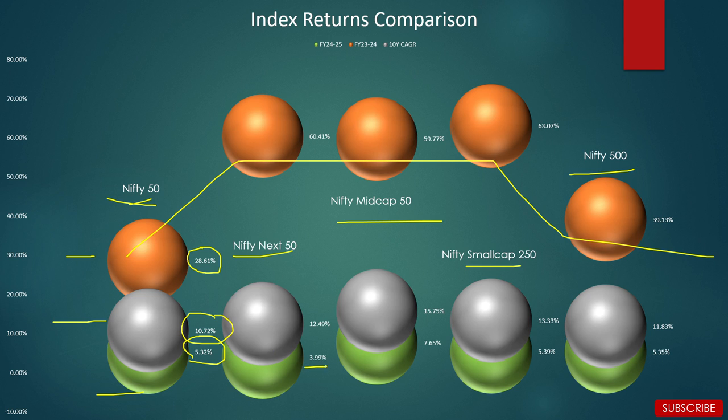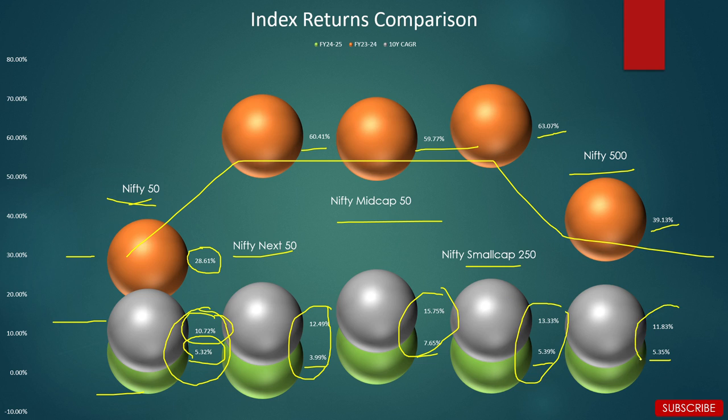Nifty Next 50, 4% against 60 odd percent. Nifty Mid Cap, 7.5% against almost 60%. Nifty Small Cap, 5.5% against 63%. Nifty 500, 5.5% against almost 40%. Even the 10-year CAGR, if you see, Nifty 50 almost half, Nifty Next 50 one third, Nifty Mid Cap 50 almost half, Nifty Small Cap 250 almost half, Nifty 500 almost half.